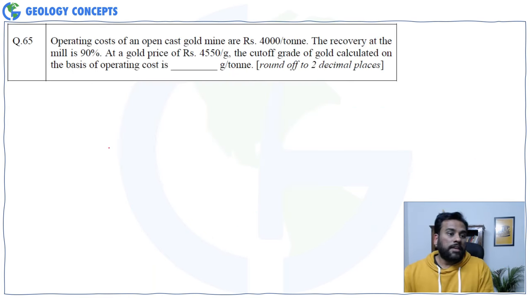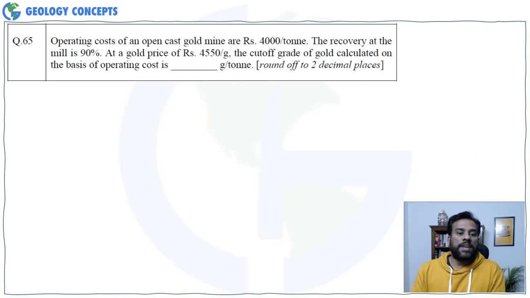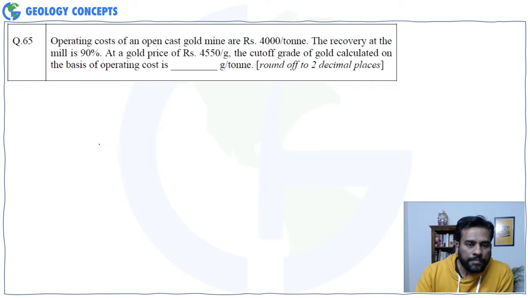Okay. Last question. Operating cost of an open cast gold mine is rupees 4,000 per ton. Recovery at the mill is 90%. At a gold price of rupees 4,550 per gram, the cutoff grade of the gold calculated on the basis of operating cost. Okay.